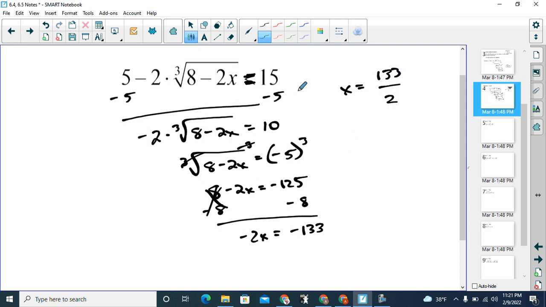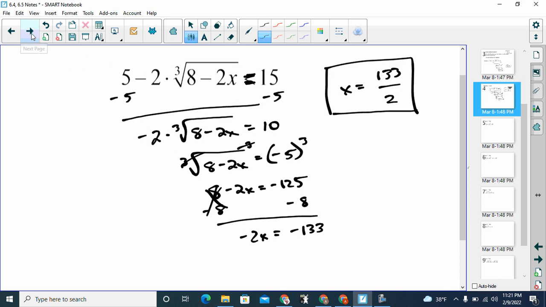Again, check your solution, plugging that in. So times 2 gives me 133. 8 minus 133 is -125. Cube root is -5. Times -2 is -10. I'm sorry, positive 10. -2 times -5 is positive 10, so I get 5 plus 10, which is indeed 15. So first couple examples are relatively basic ones. Get the root by itself, cancel out the root by raising both sides to the exponent. Don't forget to check your solutions.